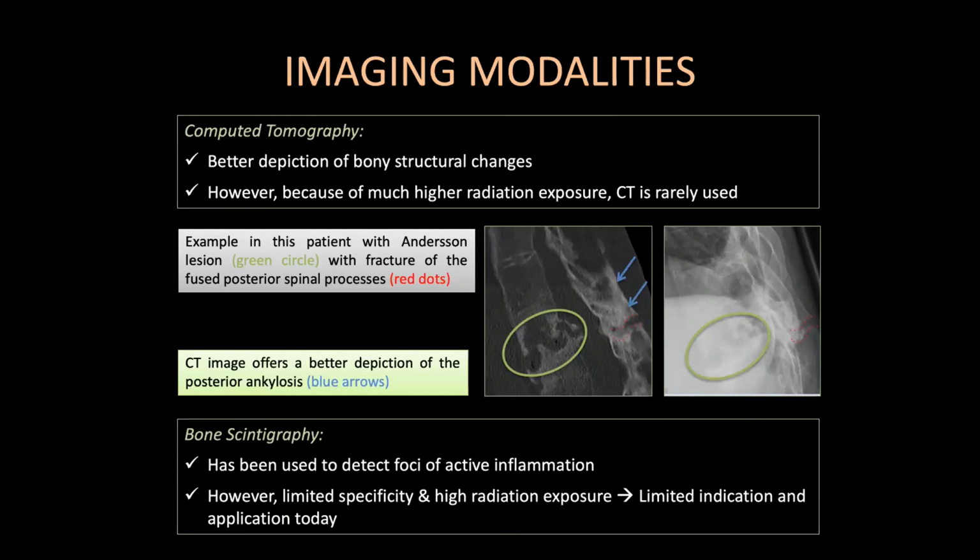Bone scintigraphy has also been used to detect foci of active inflammation. However, it has limited specificity, as we know, and it has high radiation exposure. So it has now limited indication, specifically because of the advent of MRI.